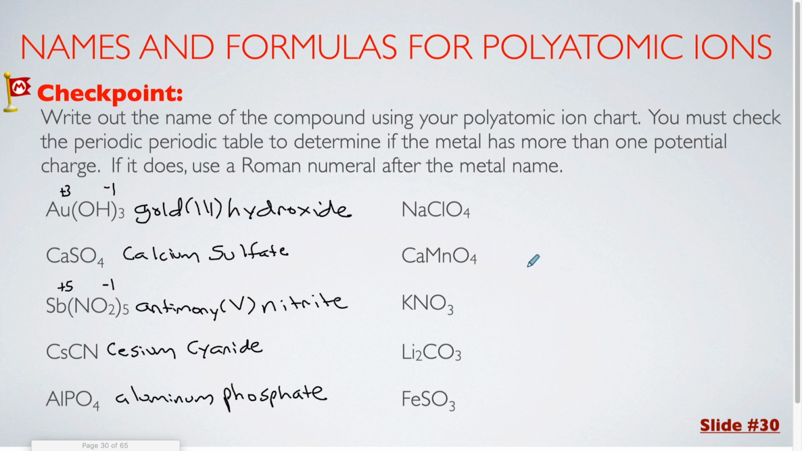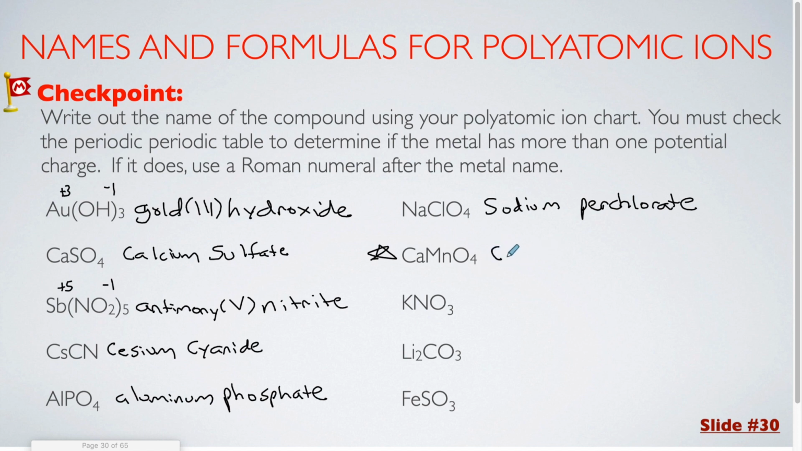Moving over to the right column, we have Na and ClO4. ClO4 is a polyatomic ion. Na is going to be sodium. Only 1 charge for sodium, so no parentheses. The ClO4 is perchlorate. This one is a little tricky, so I'm going to star it.